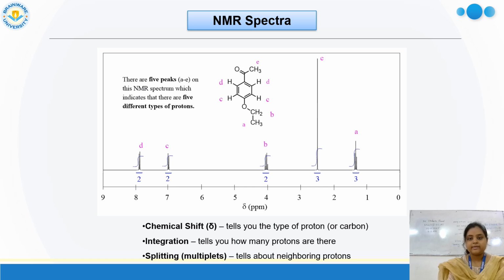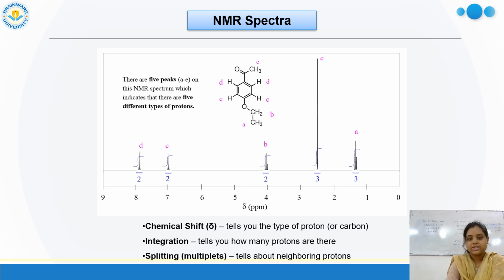So this is the NMR spectra. Here you can see the 5 lines are there, right? 5 lines. That means 5 different types of protons are present in one compound. Now you can see here delta ppm is written. What is that? It is the chemical shift. Chemical shift tells you the type of protons. In the carbon NMR, it will show the carbon. In the proton NMR, it will show the types of proton.